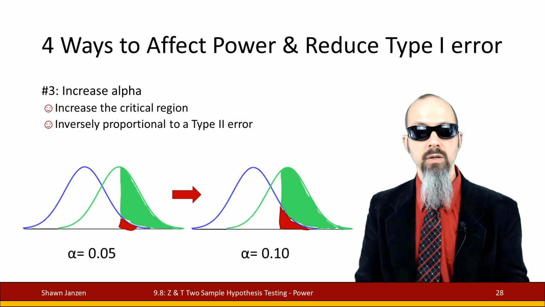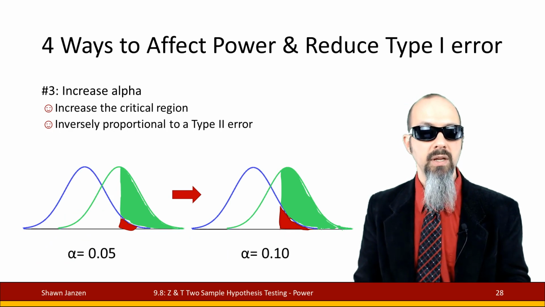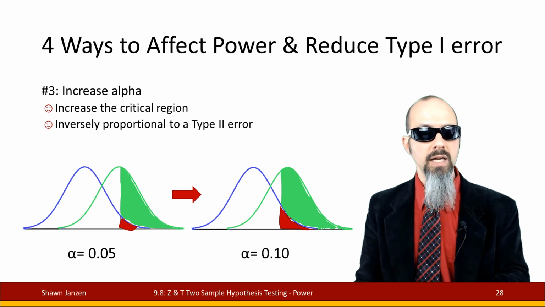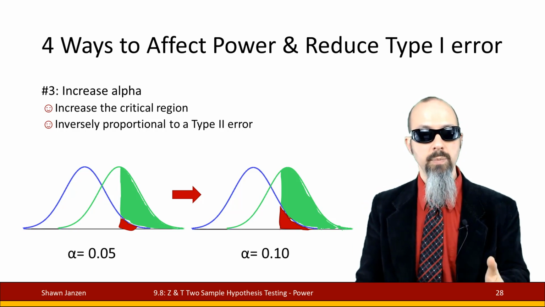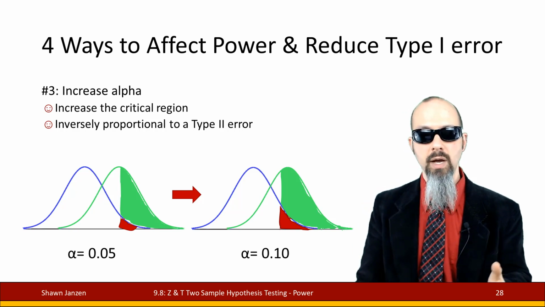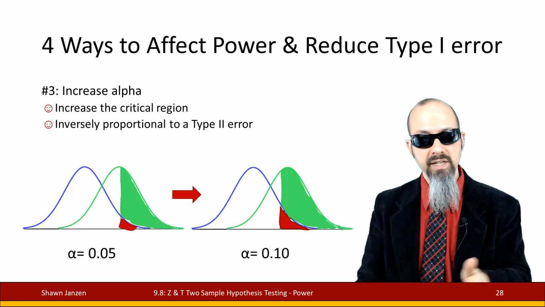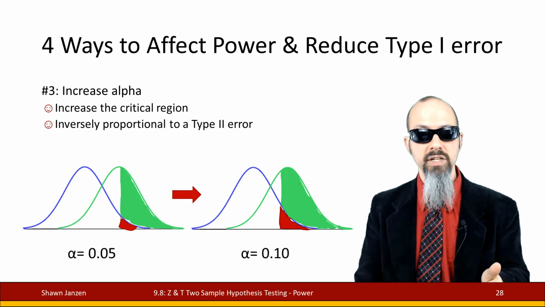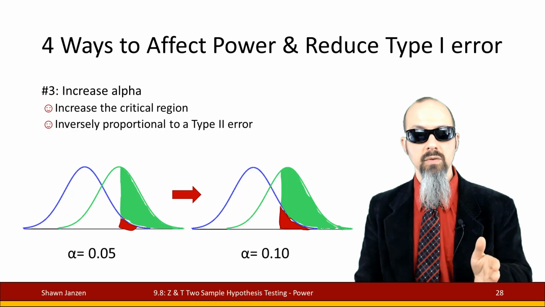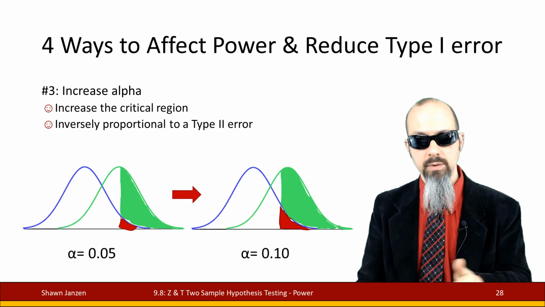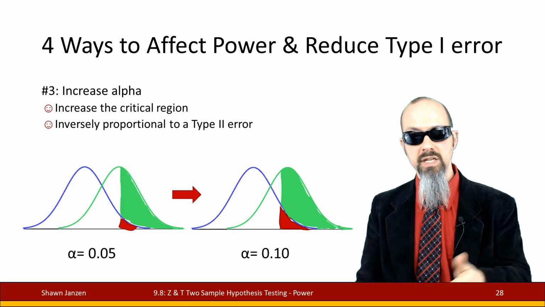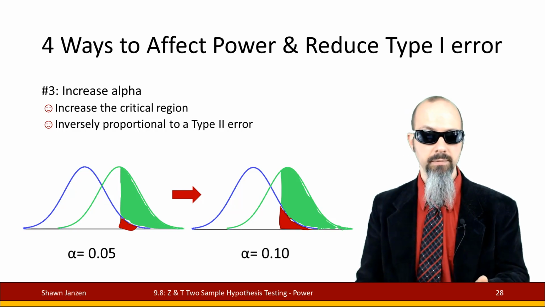Another approach we could do is increase our alpha level. If you want to reduce a type 2 error, keep in mind, the type 1 error is when you reject the null when you're not supposed to. Increase the size of that critical region under the tail. And so that's exactly what it does. It's inversely proportional to the type 2 error. As you increase type 1, you are decreasing type 2, and vice versa.